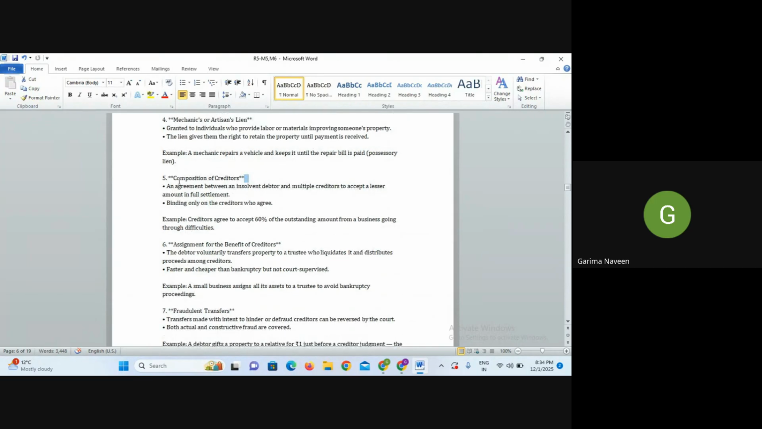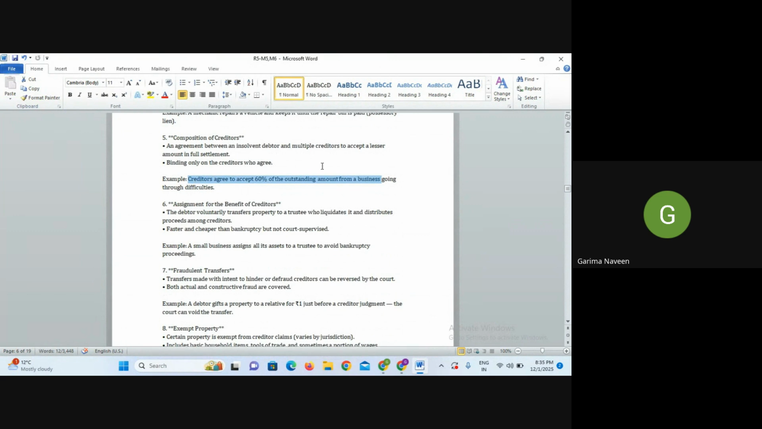Okay, so next is the composition of creditors. Composition of creditors means an agreement between an insolvent debtor and multiple creditors to accept a lesser amount in full settlement. So it is basically an agreement. When the debtor is not able to pay his obligations, he may contract with the creditors to have a settlement for some lesser amount. It is binding only on the creditors who agree. For example, creditors agree to accept 60% of the outstanding amount, so the 40% they are ready to give up. Okay.